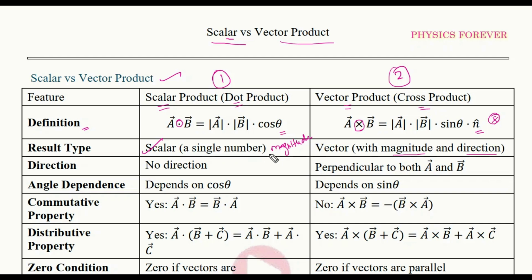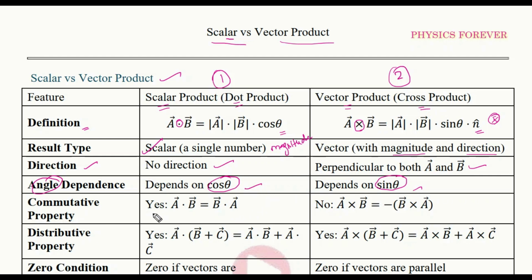Okay, that is the 12th standard level. Then direction: here there is no direction for scalar, and here the vector product is perpendicular to both a and b vectors. Okay, for the angle, for the scalar it should be cos theta, and for the vector it is sin theta. Even using this we can sometimes choose the option. So for vector it must be sin, and for dot it will be cos.